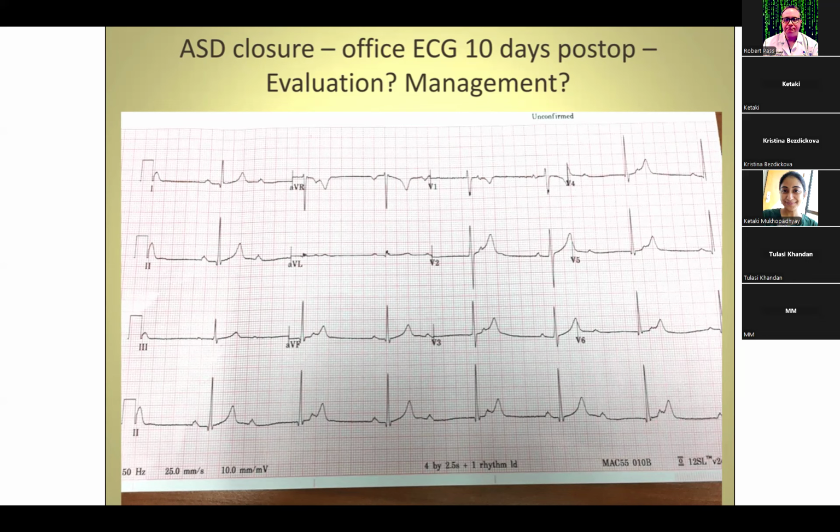Okay, so we would admit this patient because we would be fearful that although the patient's been fine, the heart rate might even get slower. Now, any other things you could do shy of a pacemaker?